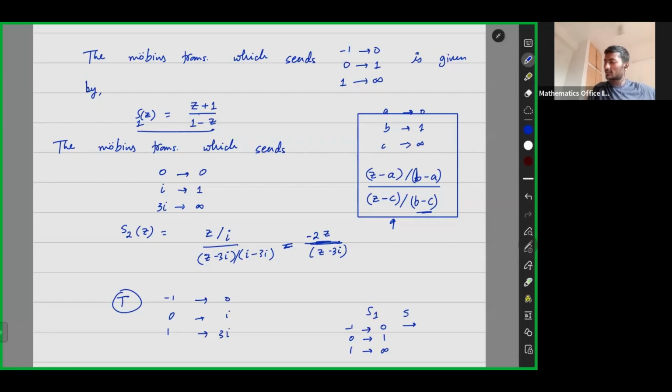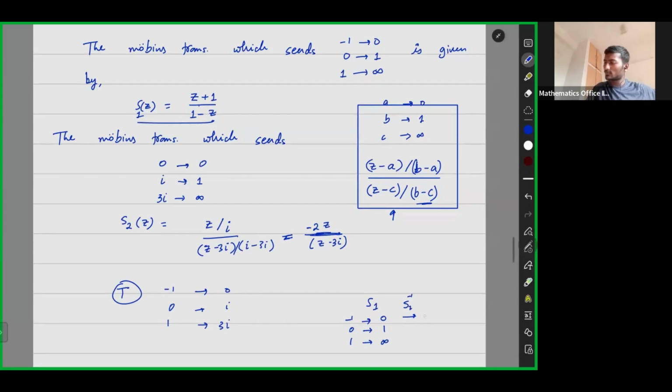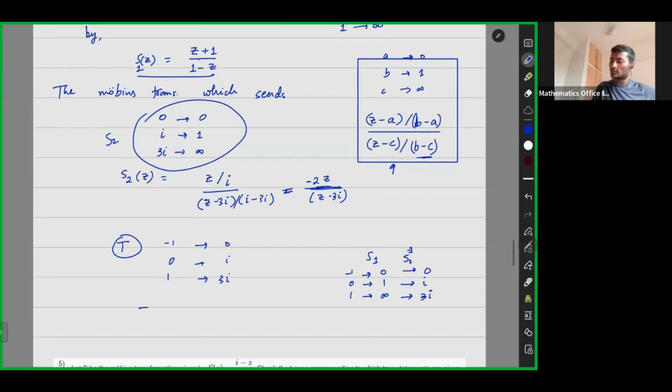And now we are going to apply S2 inverse. What happens? You see this, this is our S2. 0 goes to 0. We are applying S2 inverse. 1 goes to i, and infinity goes to 3i. So we are writing T is equal to S1 first, then composed with S2 inverse.